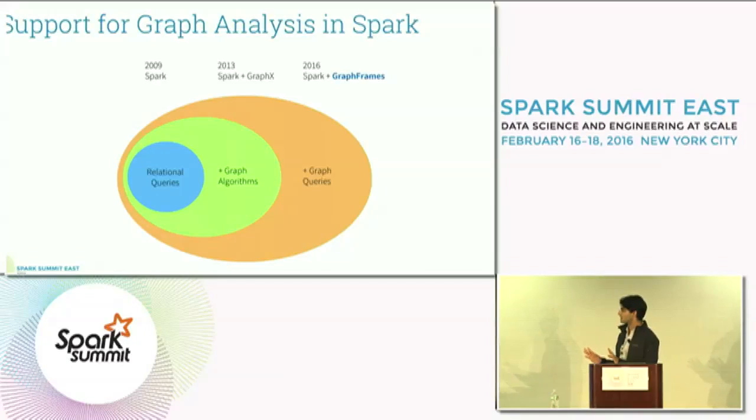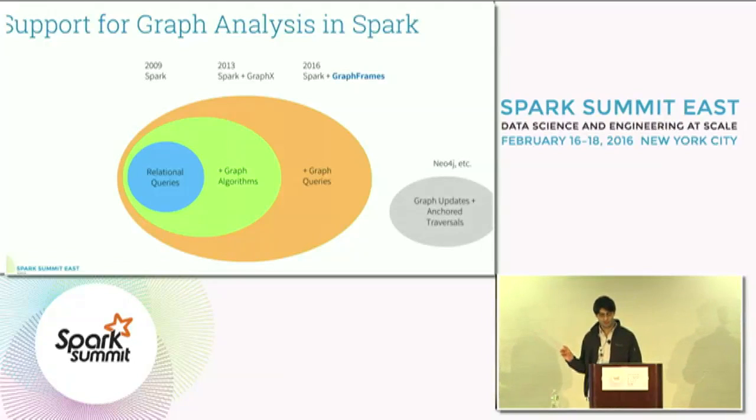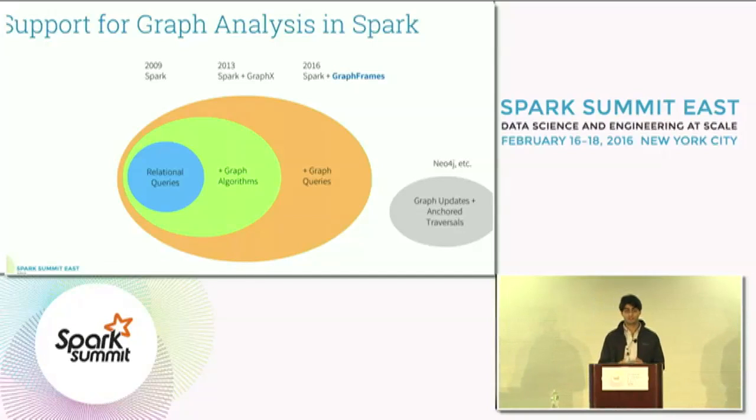Overall here we're talking about batch queries that touch the whole graph. So this is separate from what databases like Neo4j provide, where they support transactional updates and traversals from a small set of starting points.